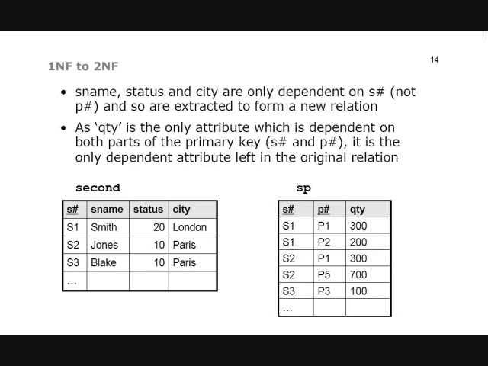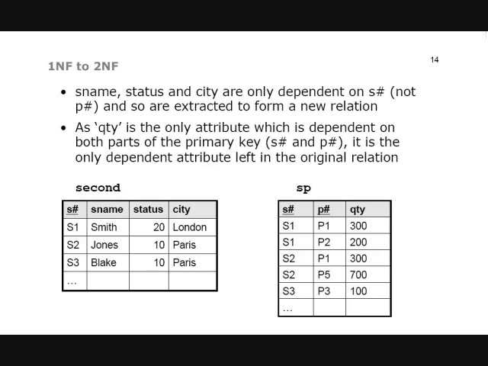So what I have to do now is decompose by using projection. I will say send this set of attributes to a different table. So I will say S number, S name, status, and city form a different table with S number, which was the determinant, being the key. On the other hand, quantity and S number and part number are decomposed to a different table with S number and part number being the key because they were the determinant in the functional dependency. So I now have two tables which are in second normal form.